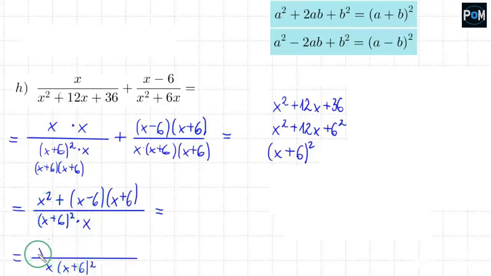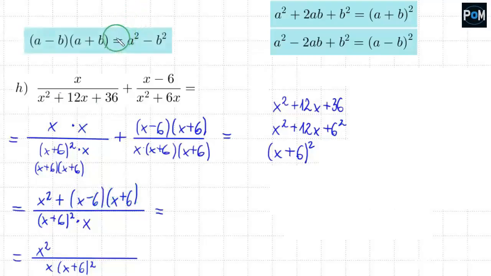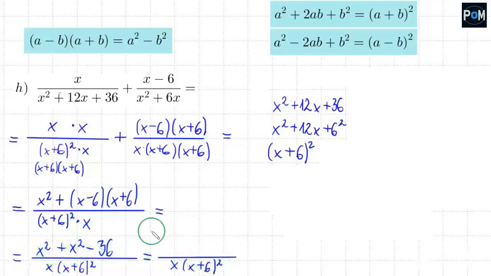I write down x squared. I have a plus, so I don't need to use brackets, and I use the formula for the difference of squares. When there are two brackets that are identical except for the signs, it results in x squared first, then minus, and 6 also squared. 6 squared gives 36. Denominator unchanged, and on top, I just reduce. X squared plus x squared is 2x squared minus 36 copied, and I have the result for example h.